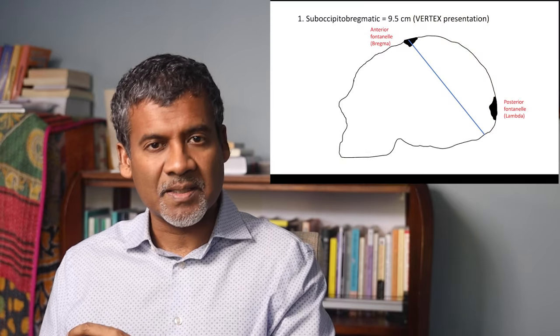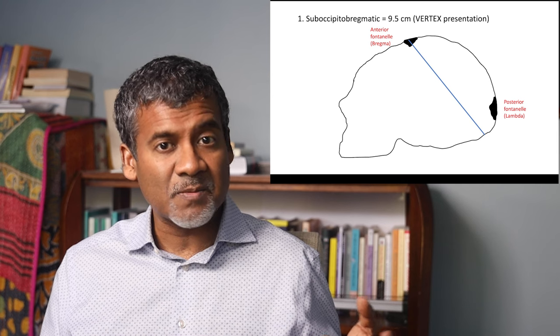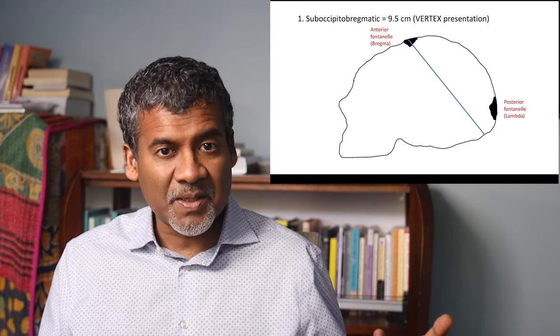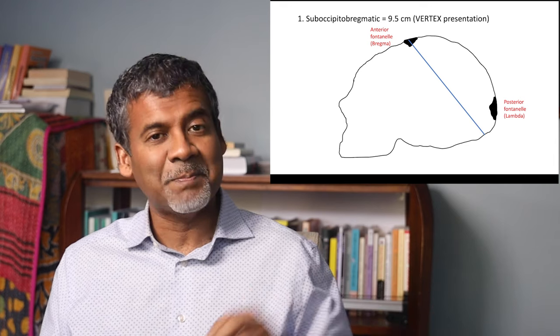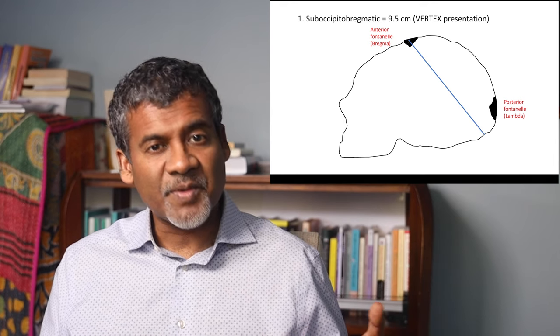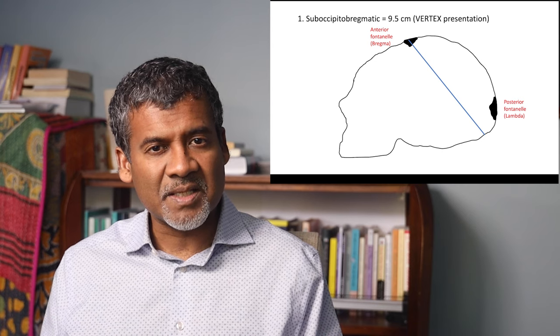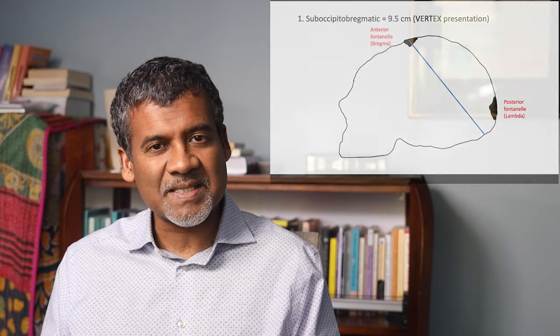We're on to question seven. How do the various fetal head diameters relate to various presentations? So let's look at vertex presentation. With vertex presentation, it is the suboccipitobregmatic diameter that is the presenting diameter. And this is 9.5 centimeters, which is short, which is great because that bodes well for vaginal birth. The fetal head circumference is the smallest in this diameter, measuring about 32 centimeters.